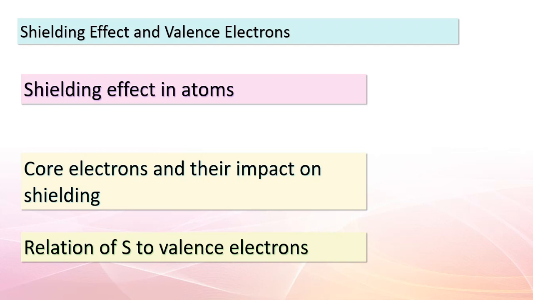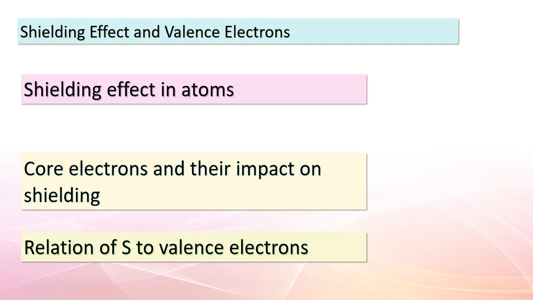Imagine you have an atom, and within it, you have various energy levels or shells. The innermost shells are occupied by core electrons, which are much closer to the nucleus. These core electrons shield the valence electrons, which are in the outermost shell, from feeling the full positive charge of the nucleus. This is due to the repulsive forces between negatively charged electrons.